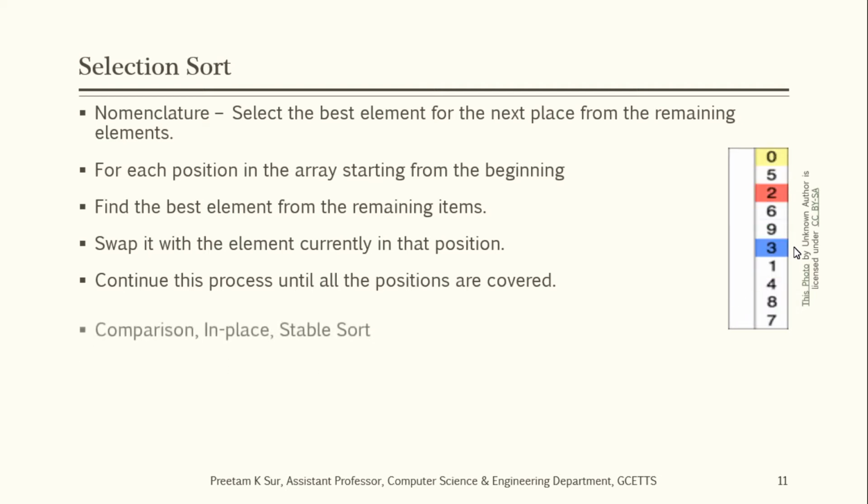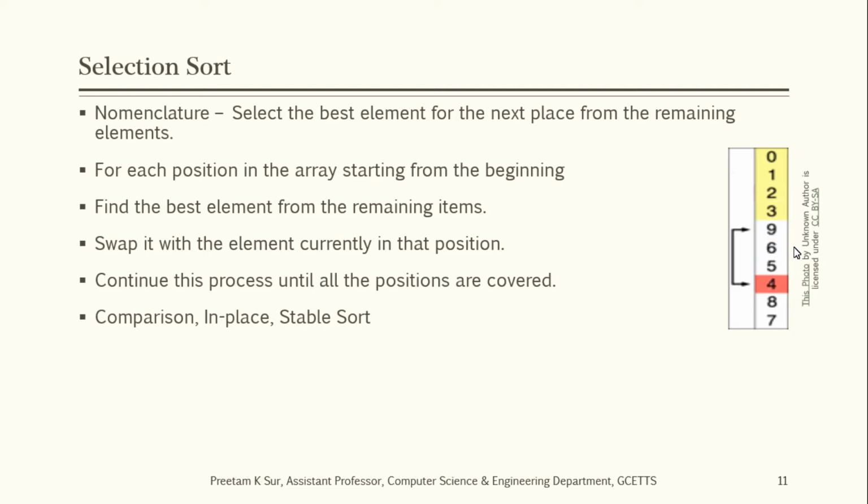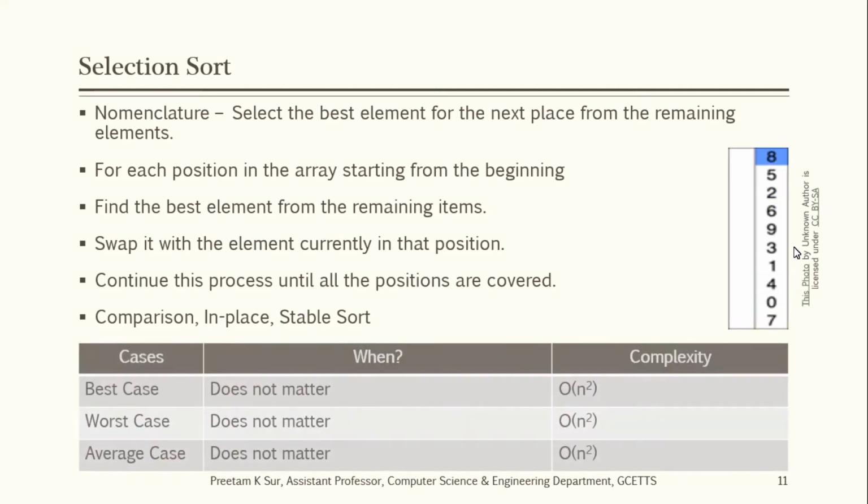Again, the properties of selection sort: it is a comparison sort, it is an in-place sort, and it is a stable sort. All these things I have already discussed in the case of bubble sort. Again, the time complexity of the selection sort in the best case, the worst case, or the average case doesn't matter.